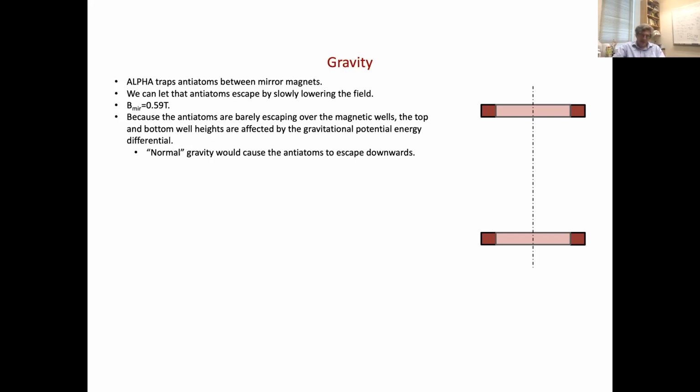And right now, to do this, you have to be in the AD hall. You have to be at CERN, some place in the world where you have low energy antiprotons. They've invested a lot of money over the years in this physical infrastructure.